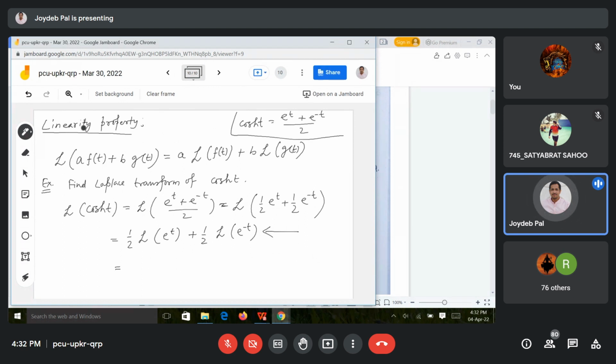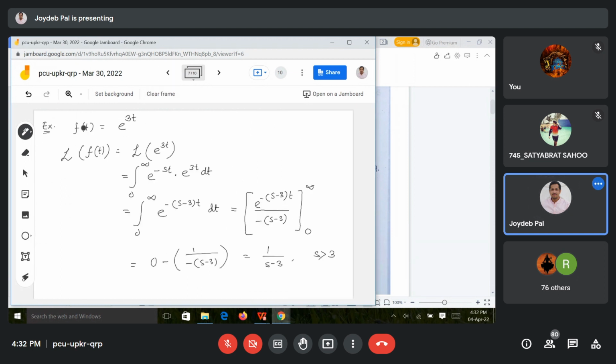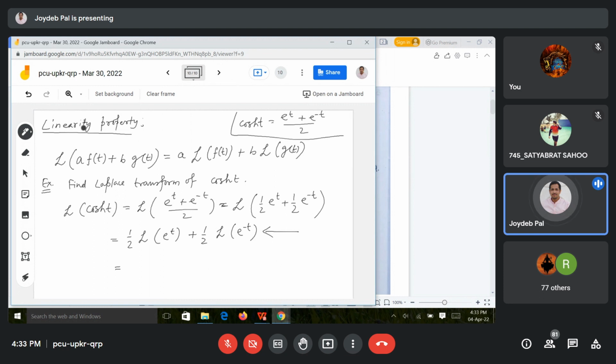Laplace transform of e to the power t. Here you can compare: whenever we took f(t) equal to e to the power 3t, we got 1 by s minus 3. Now if it is e to the power t only, we will get 1 by s minus 1. So there are some tabulated formulas. The Laplace transform of e to the power t we can write directly: it is 1 by s minus 1. And the Laplace transform of e to the power minus t is also a tabulated function: 1 by s plus 1.